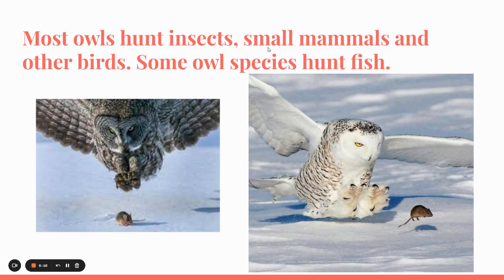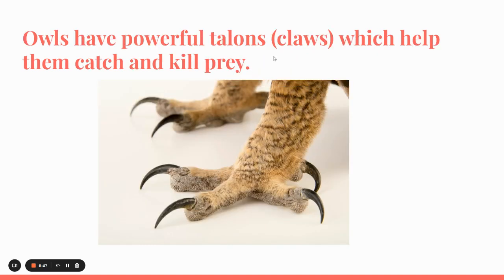Most owls hunt insects, small mammals, and other birds. So we see two owls here trying to get a mouse. But some owl species actually hunt fish, and they go right down in the water and grab those fish up. Owls have powerful talons. That's just like claws, maybe like on a cat or a tiger, but they're able to catch their prey and they kill the prey with those claws.